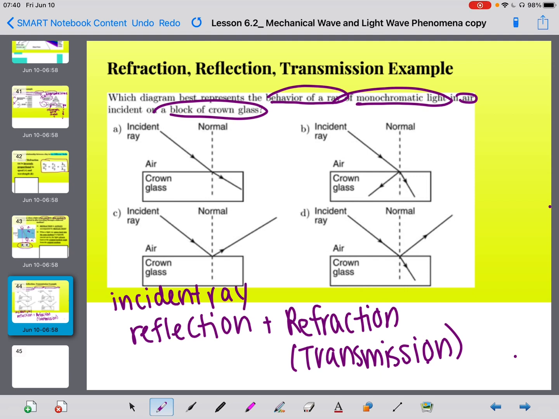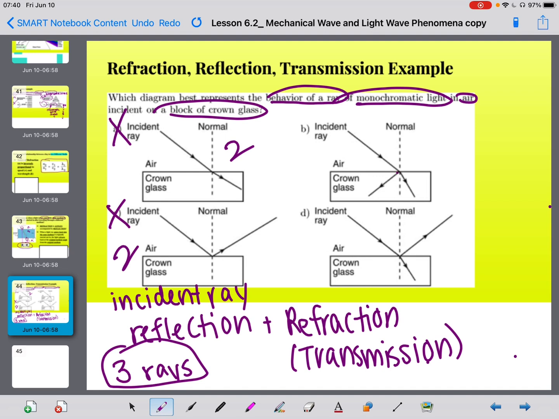So let's see. I need to have 3 rays on my diagram. That's what I'm looking for. That's going to give me the correct answer. So in A, I only have 2 rays. No good. Same thing here. I only have 2 rays. No good. Let's take a look at choice B.